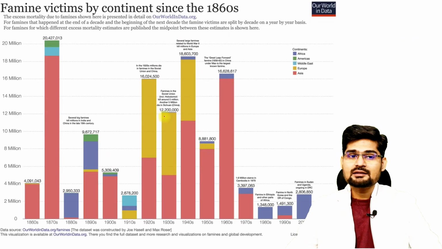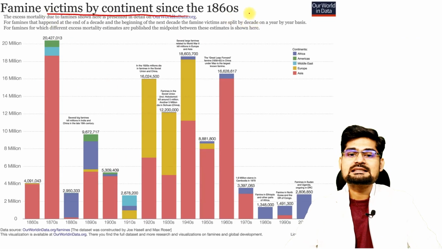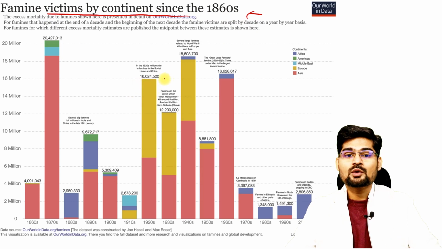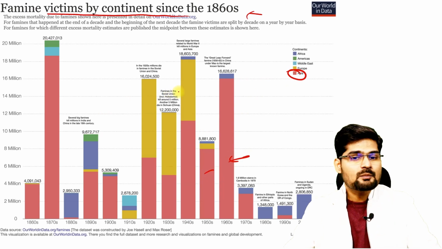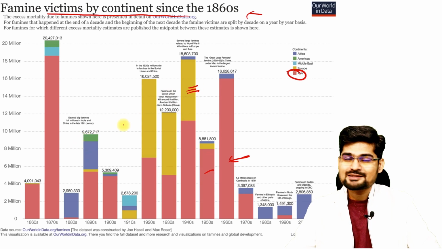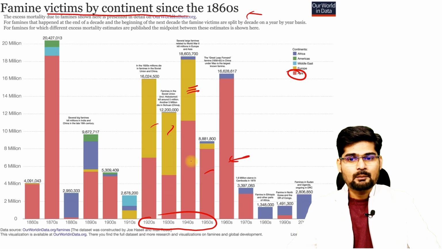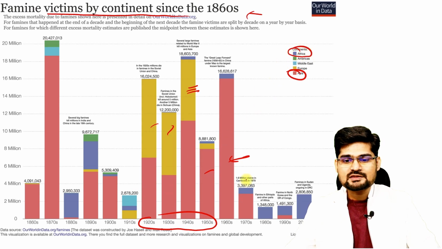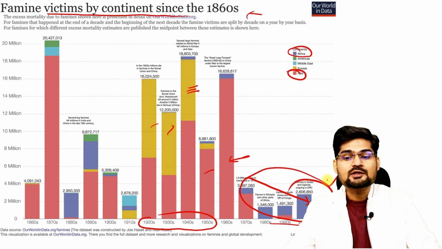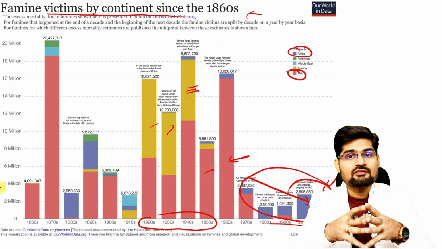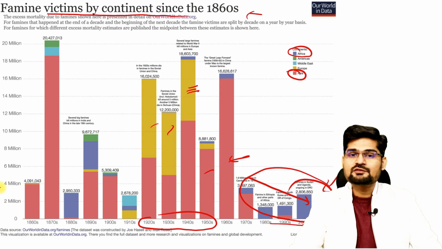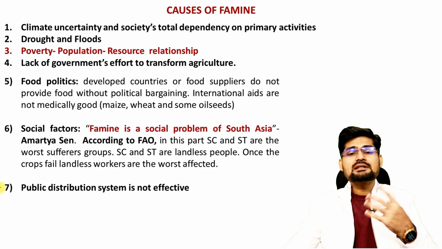If you look here now, the victims by continent since the 1860s: where did people die the most? Obviously Asia, here in this orangish color, you'll find the maximum. Europe, in the yellowish mustard color, appears only during a particular time period. But now there is a trend of Africa dominating as you go ahead, in the early 2000s and now. So now famine is located mostly in Africa and sub-Saharan Africa, as you can observe through geographical patterns. Now, what are the causes of famine?